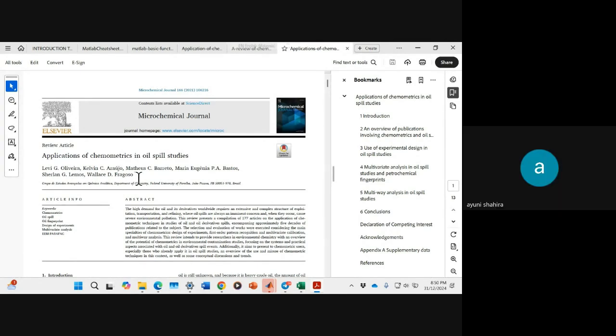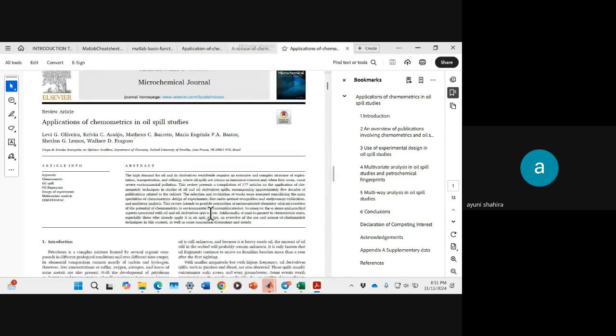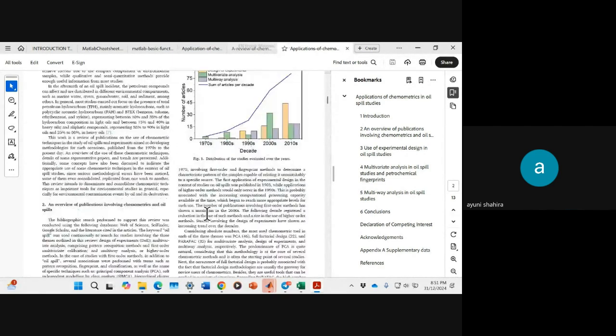Basically, this paper is referring to oil spillage in the seabed. As we know, petroleum is a complex mixture containing many organic compounds. So when there is an oil spillage, we cannot know what type of compound is contaminating. From this paper, I learned that there are many types of chemometrics available, which we can divide into three parts, including design of experiment (DOE), as shown in figure one.